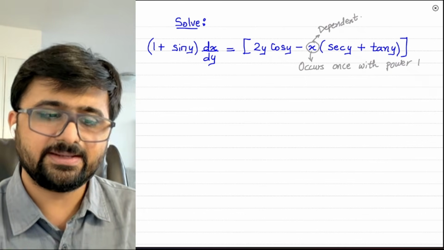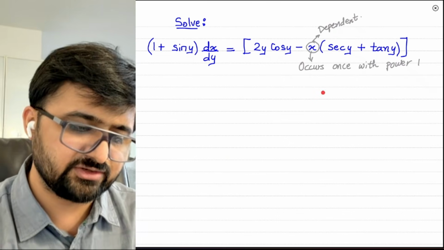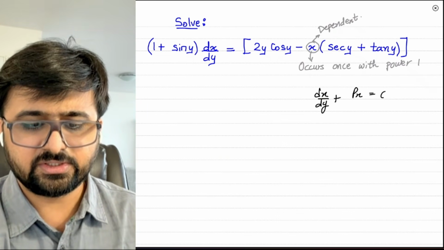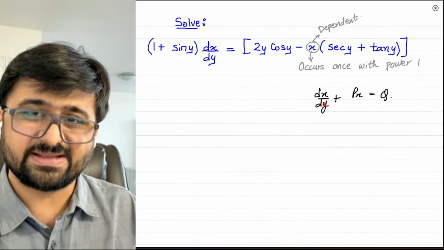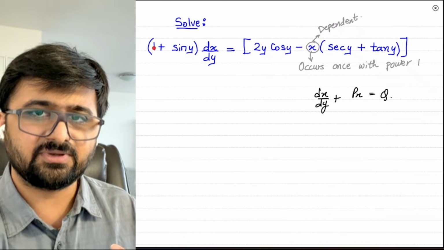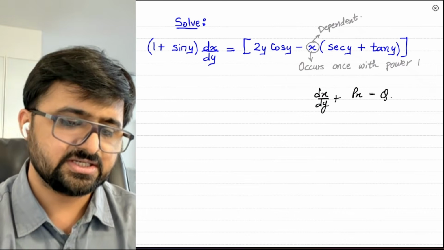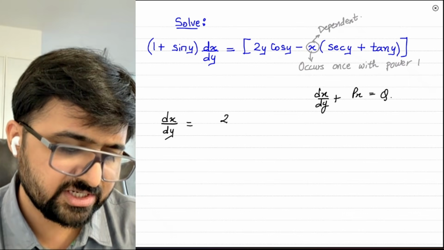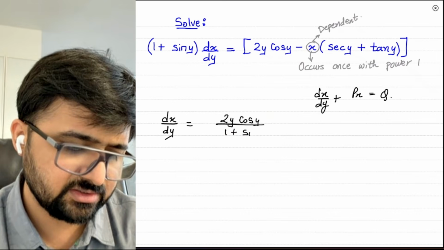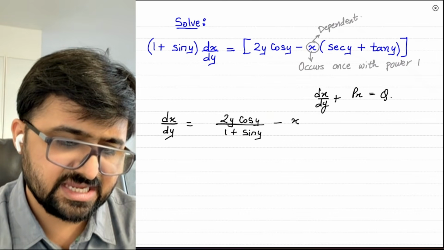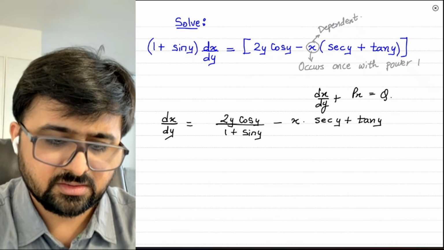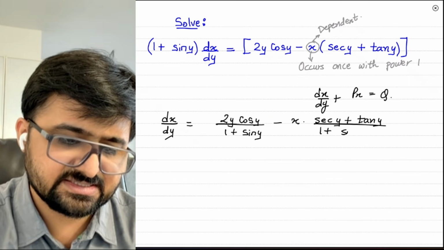Since x is occurring only once and it's a dependent variable, we need to convert it in the form dx by dy plus px is equal to q. That means we want dx by dy separate. If you want to separate dx by dy, we have to divide the entire equation by 1 plus sine y. So you have 2y cos y divided by 1 plus sine y minus x times (sec y plus tan y) divided by 1 plus sine y.